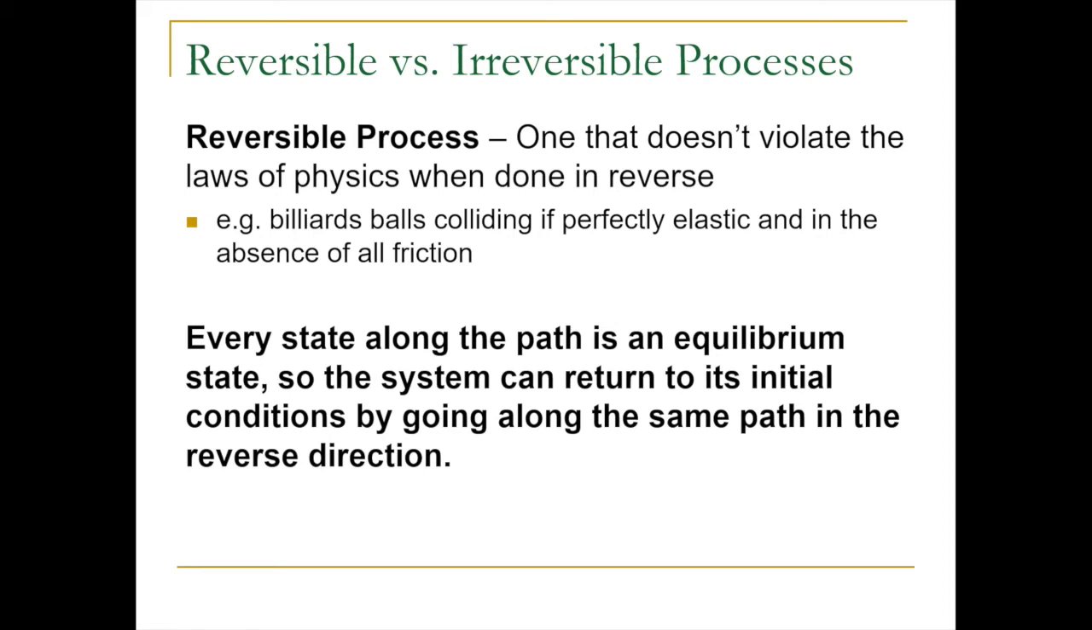If you think about this like a PV diagram, if we have a cyclical process in a PV diagram, what a reversible process would be is that we could actually change the direction of the arrows, and we would still be able to get to our initial state that we had originally.